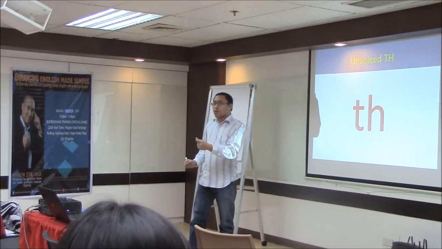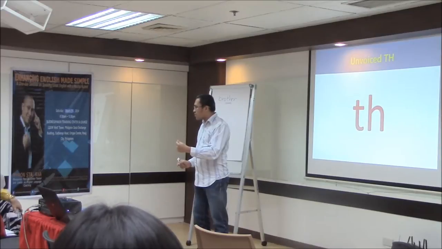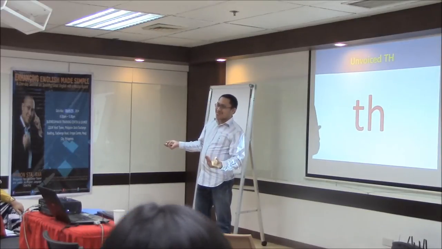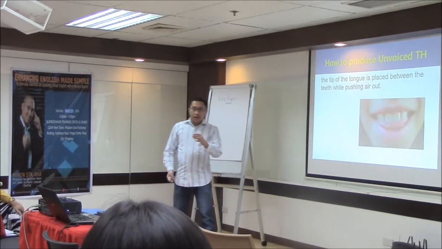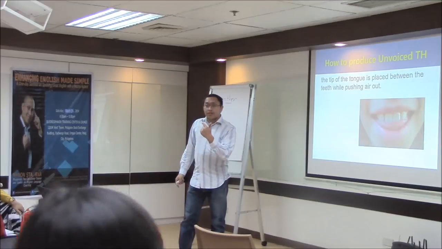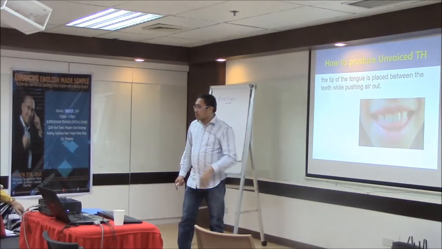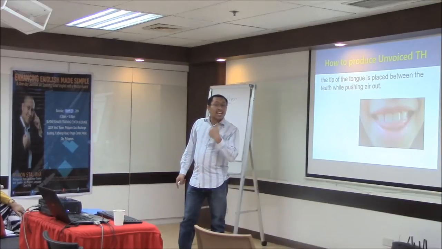When you're pronouncing words with the unvoiced TH, it's like you're being possessed by Daffy Duck, if you get what I mean. Alright? So this is how you produce it. Just like voiced TH, get the tip of your tongue and place it in the middle of your teeth. And then just push air out. There should be a gush of air flowing out from your mouth. See?